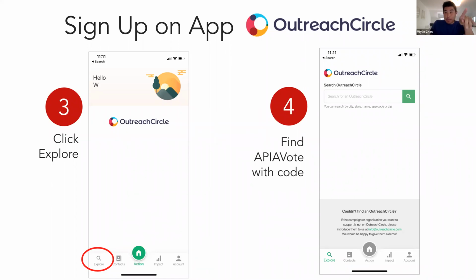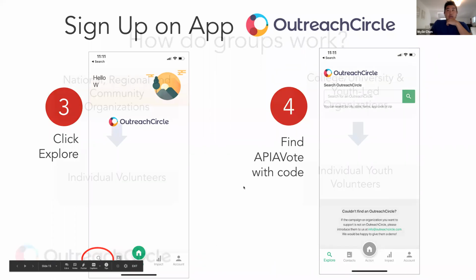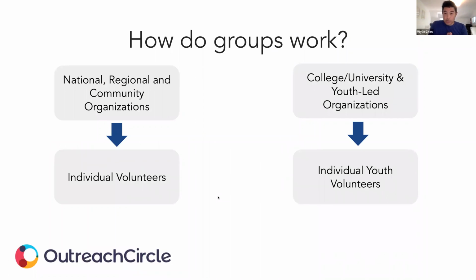And again, this is the Apple iPhone sample. So your Android may look slightly different, but it should be about the same as this. After you're done signing in and getting your account, it'll look something like this on an iPhone and something similar on an Android. And you go down and click on Explore, and you'll see search for an outreach circle. With that, we are going to give you a code based off of what group you fall into, so that we can craft our messaging and our actions around what's most relevant to what you're going to be doing in your communities.